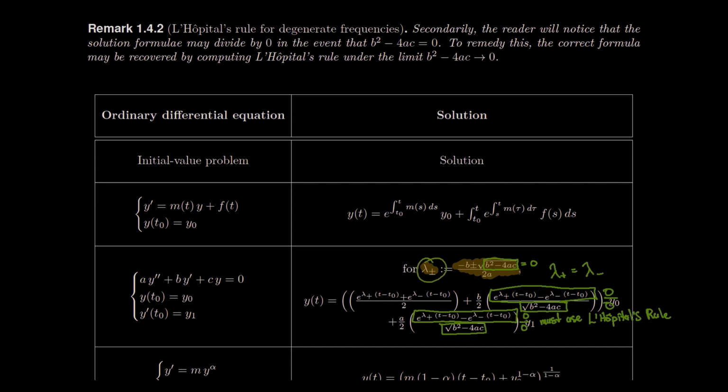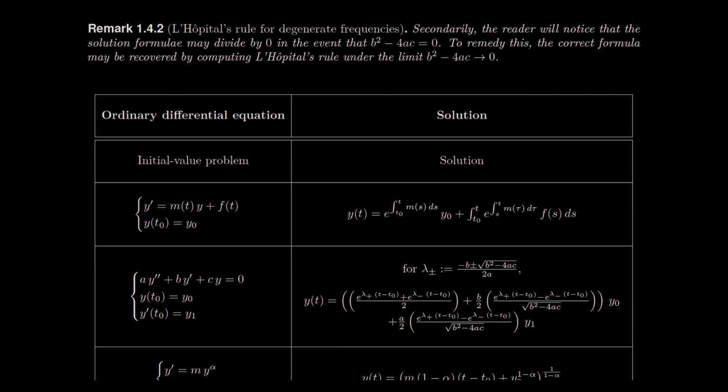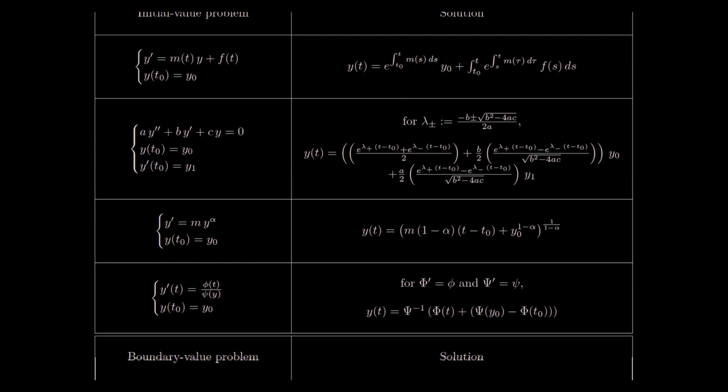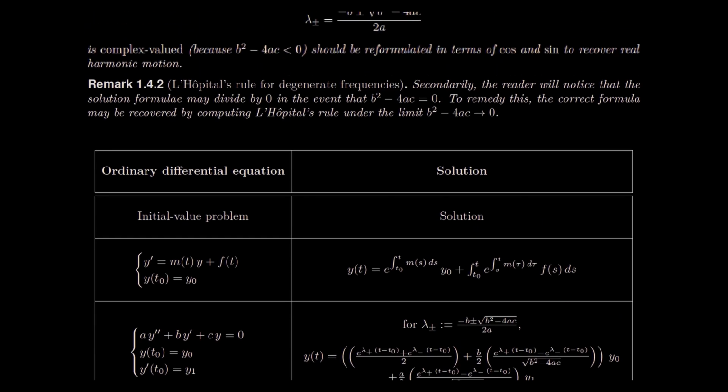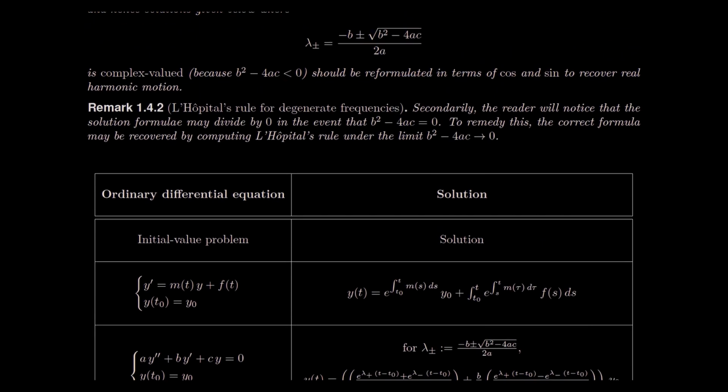Frequency because the lambdas can be considered frequencies. So you'll have to use L'Hopital's rule on that formula as well as on this formula here. You'll notice on this formula, if the lambda plus and the lambda minus are equal, you will similarly recover 0 over 0s in this formula. Okay, with that said, we're just going to move on to the blackboard and we're going to cover a couple of good examples. Okay, welcome to the blackboard.